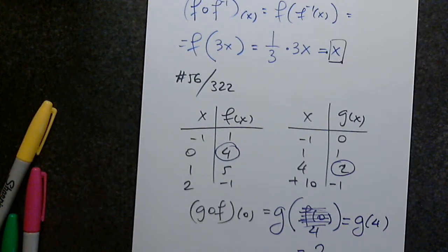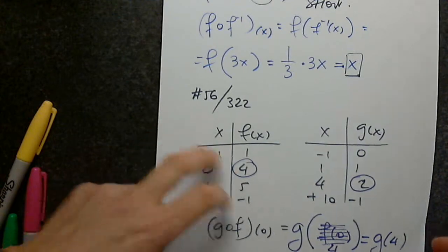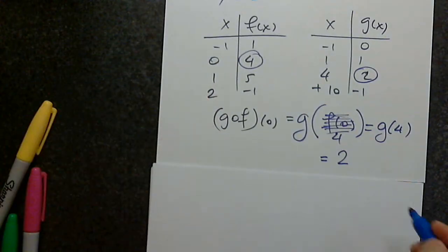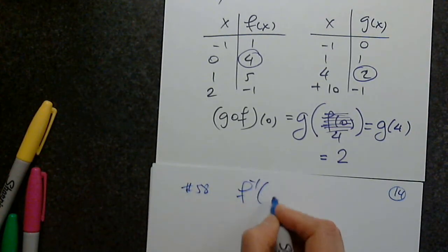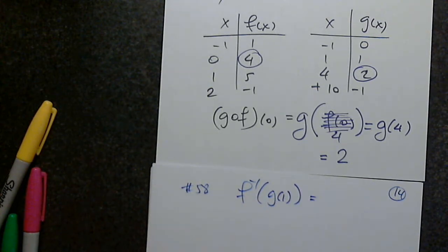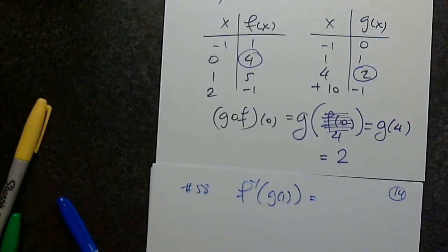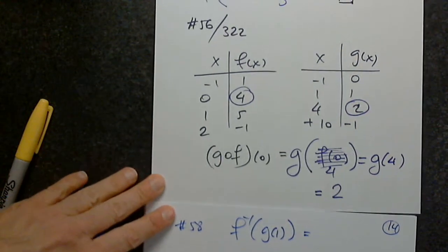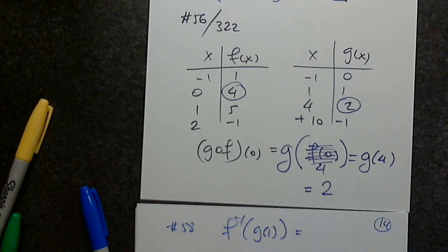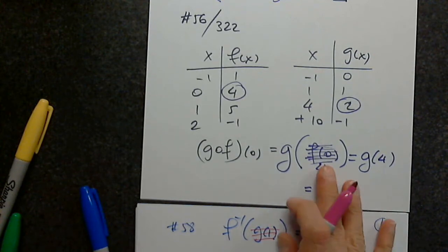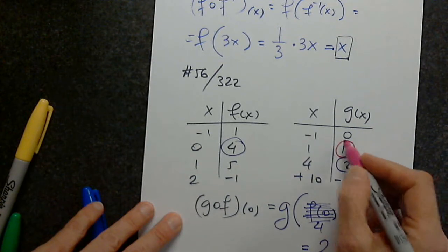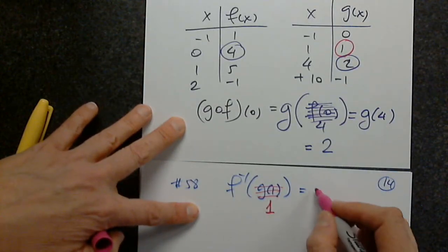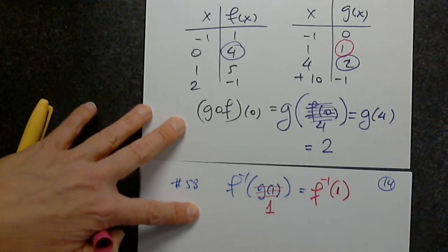One more and then I'll stop. f inverse of g of 1. Problem 58. Last one. f inverse of g of 1. Where do I start? Like always, with the inside. How much is g of 1? Very good. g of 1 is 1. So now I want f inverse of 1.